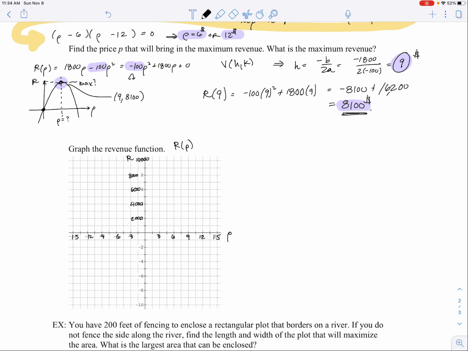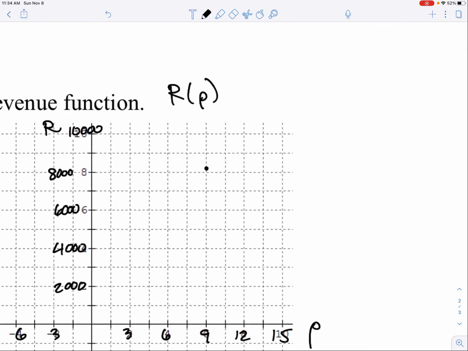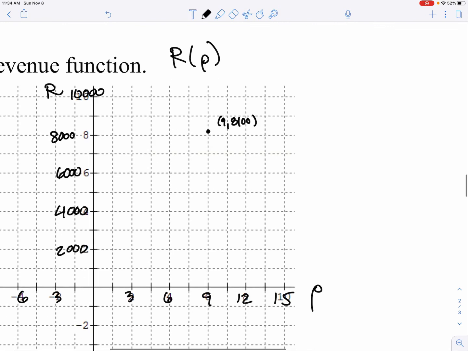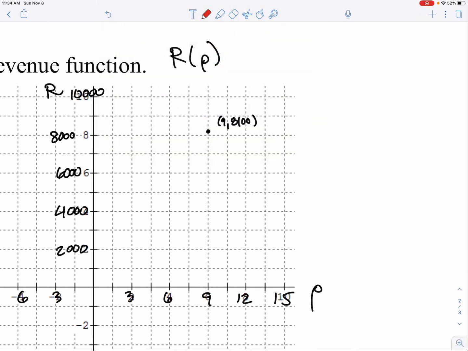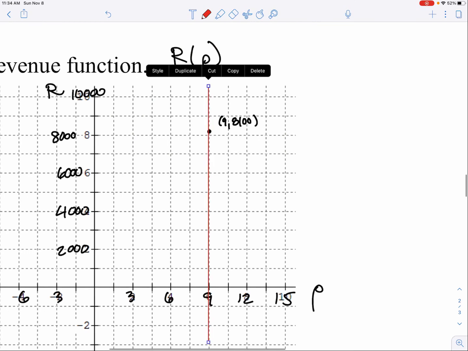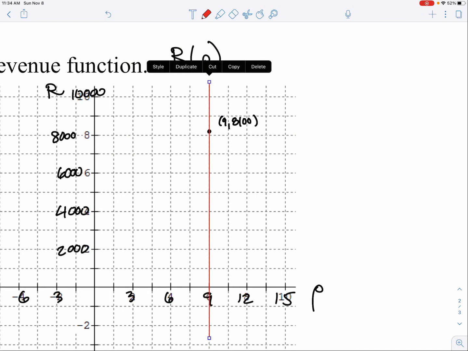And we know that the vertex is 9, 8,100. So just to estimate that, let's blow this up a little bit. Maybe right about there. 9, 8100. Now that's our vertex, so that we know that our axis of symmetry is going to go right through the middle there of our vertex. So let's just put that in. There's our axis of symmetry. Move that over a little bit. Just a smidge. There we go.